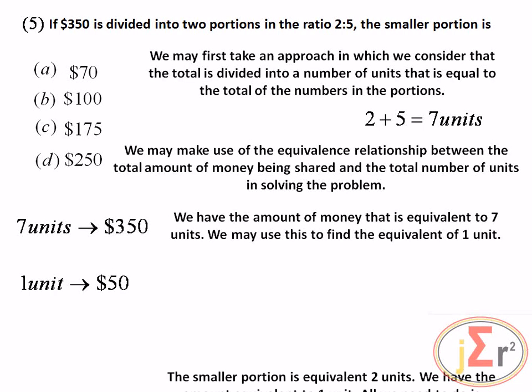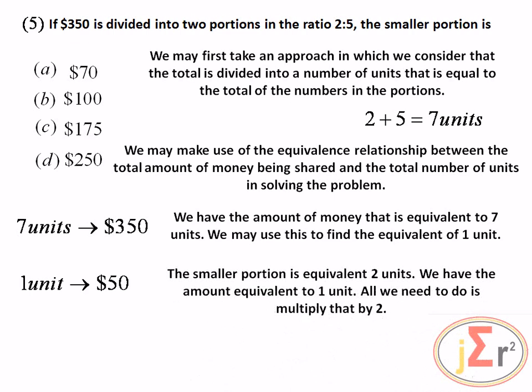And we are looking at the smaller portion. The smaller portion is equivalent to 2 units, and we have the amount equivalent to 1 unit. All we need to do is multiply that amount by 2. 2 units will be $100, and that is represented by option B.